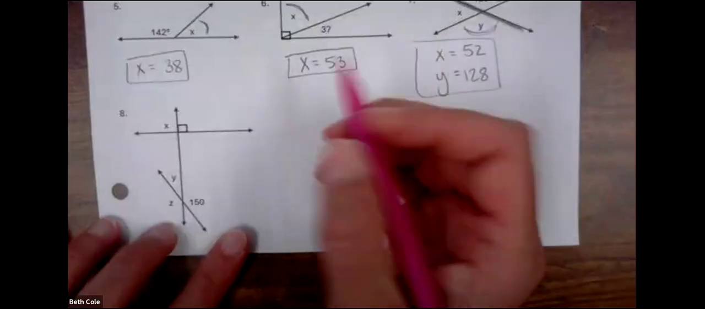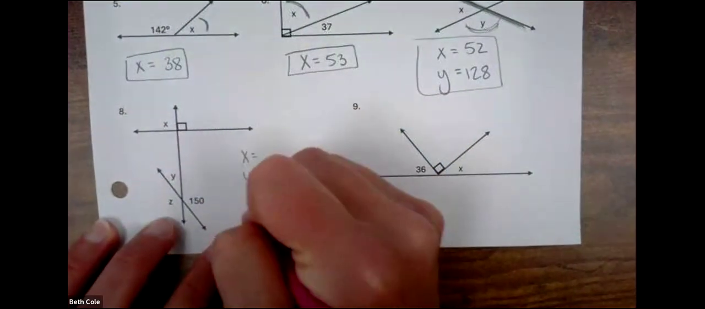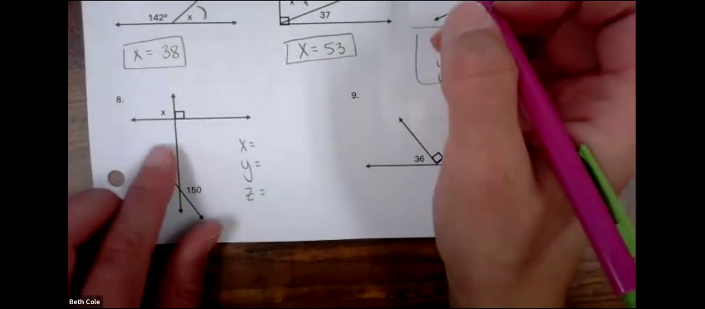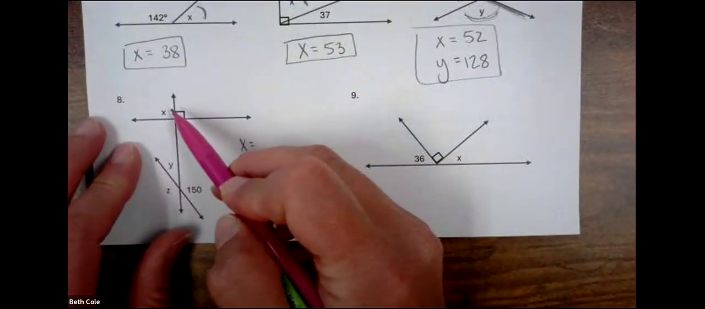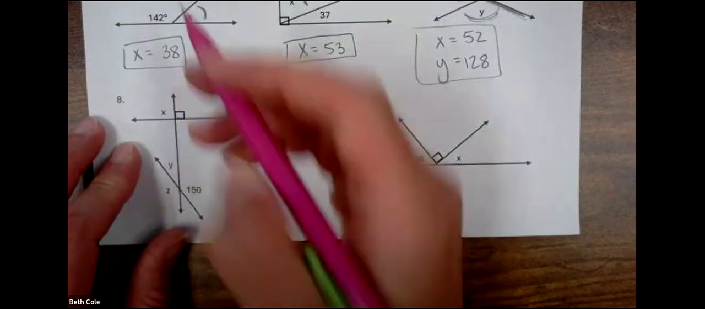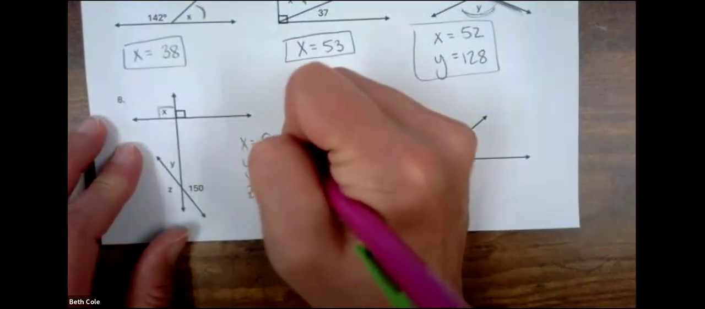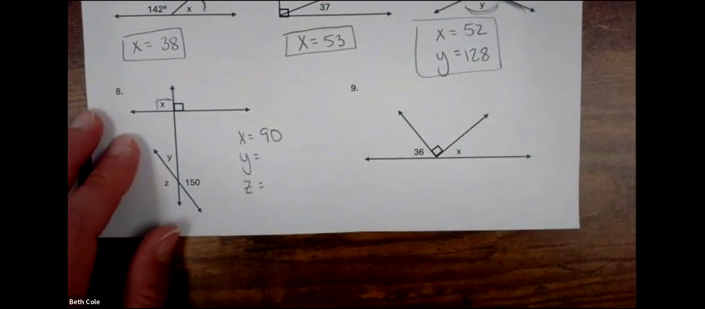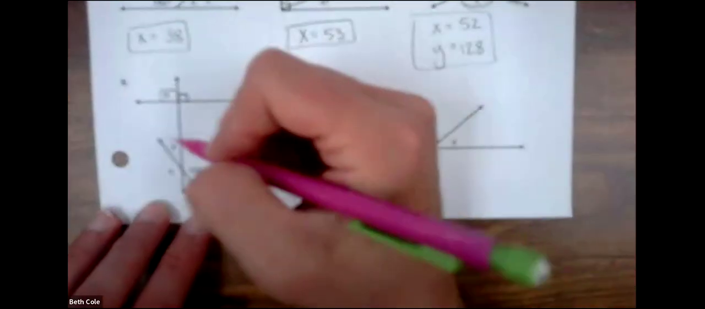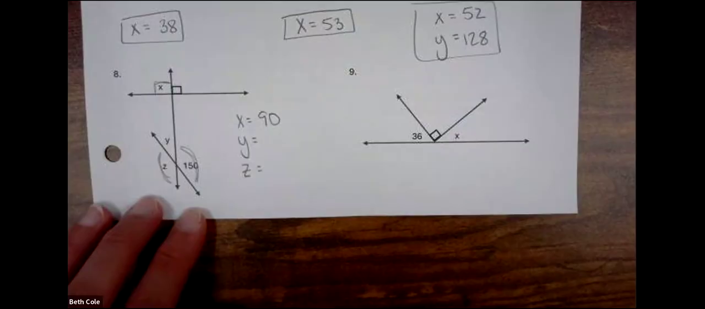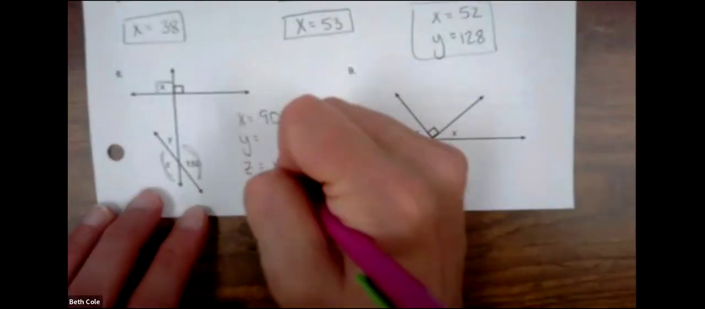All right, for number 8, you have an X, a Y, and a Z. So let's go ahead and set it up so we can fill them all in: X, Y, and Z. I'm going to do X first. Again, what does the little square mean? It's 90. So if that's 90, X is 90. You can also put a little square there. That's easy peasy. Basically, just don't overthink anything. Do you see how the 150 and the Z are across from each other? So vertical angles. So Z would be 150.